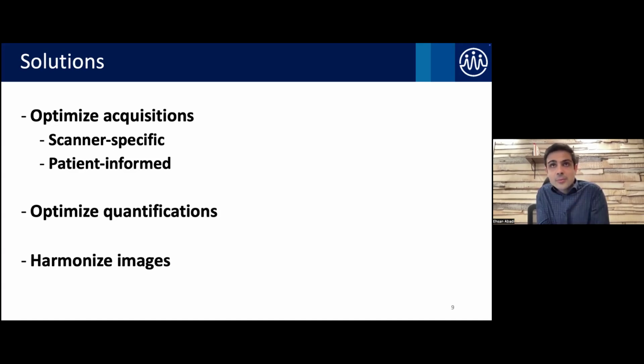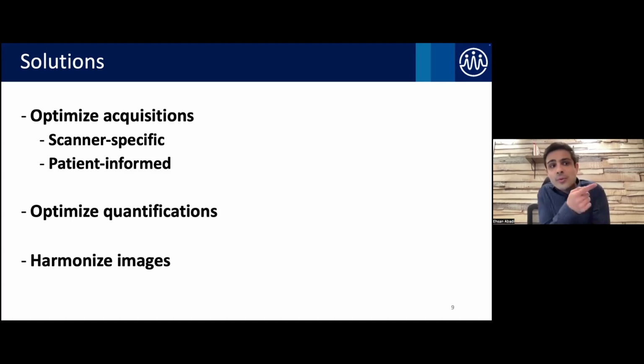And the other approach might be that, okay, it would be nice to have optimized acquisition and optimized quantification, but what if my data is retrospectively acquired? If I don't have control over the protocol, I am given this data and I know it's not imaged with the perfect or the correct reconstruction technique or dose level. What can I do at that point? So retrospectively, there could be other solutions like harmonizing images so that those two images at two different time points or with two different imaging technologies can be related to one another.